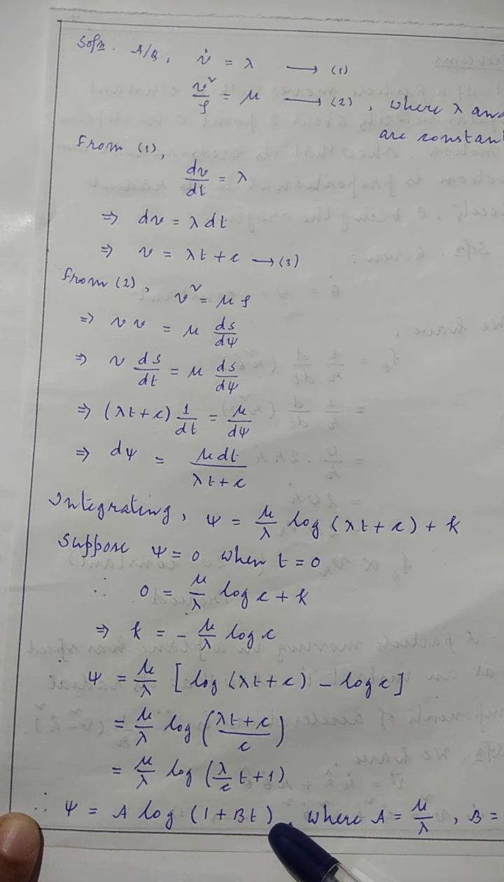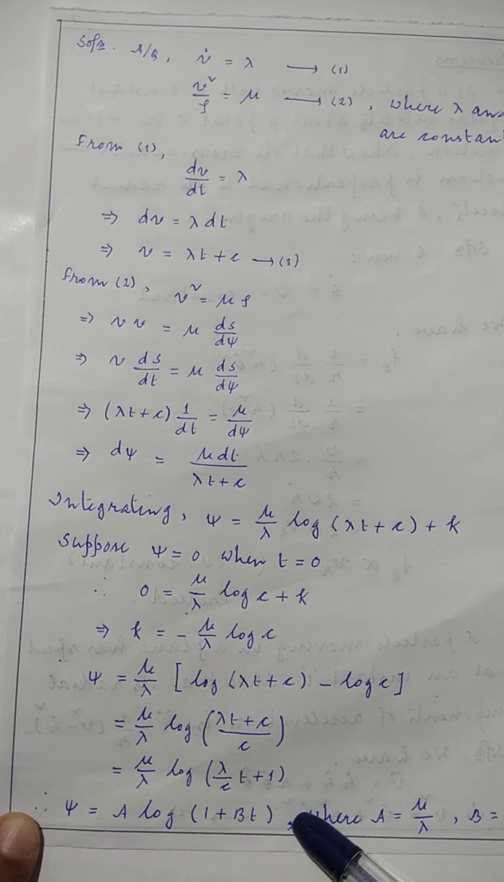This way we can show that the angle psi through which the direction of motion turns is given by psi is equal to a log of 1 plus b t.